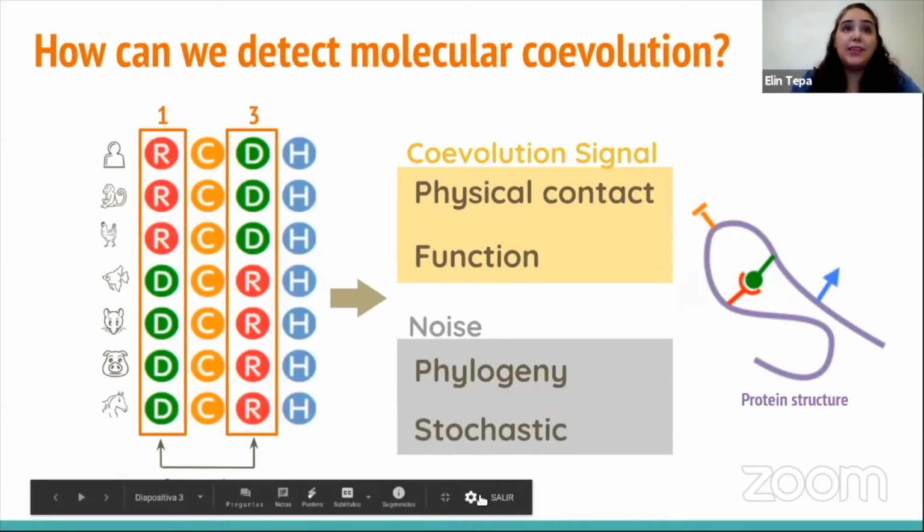So how can we detect coevolution? Well, given a multiple sequence alignment of homologous protein, we can find patterns of amino acids that change at the same time, as you can see in the 2 highlighted columns. However, covariation is not always explained as coevolution. Covariation can be interpreted as coevolution when explained by physical contacts between residues or functional interactions. We will consider noise when the covariation can be explained by a shared ancestry of sequences, or stochastic noise. That means that they can covary just by chance given that alignment.